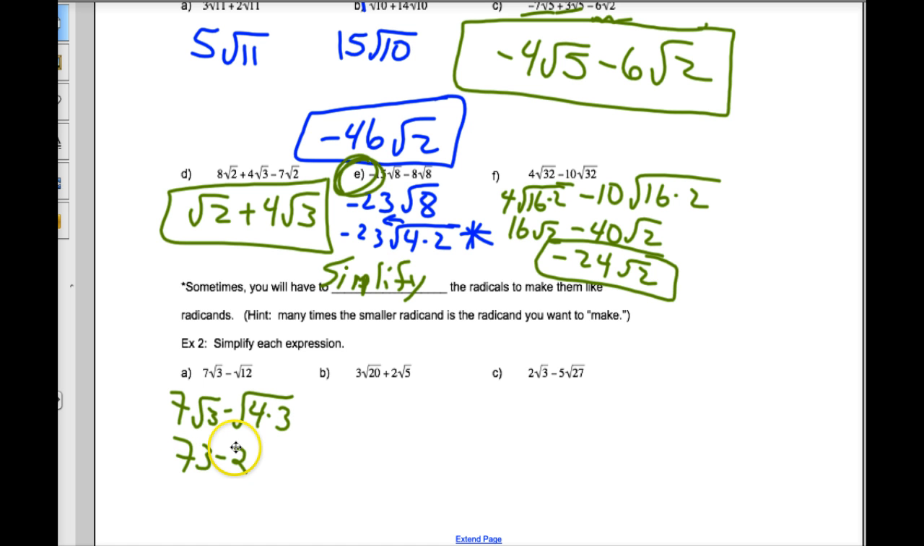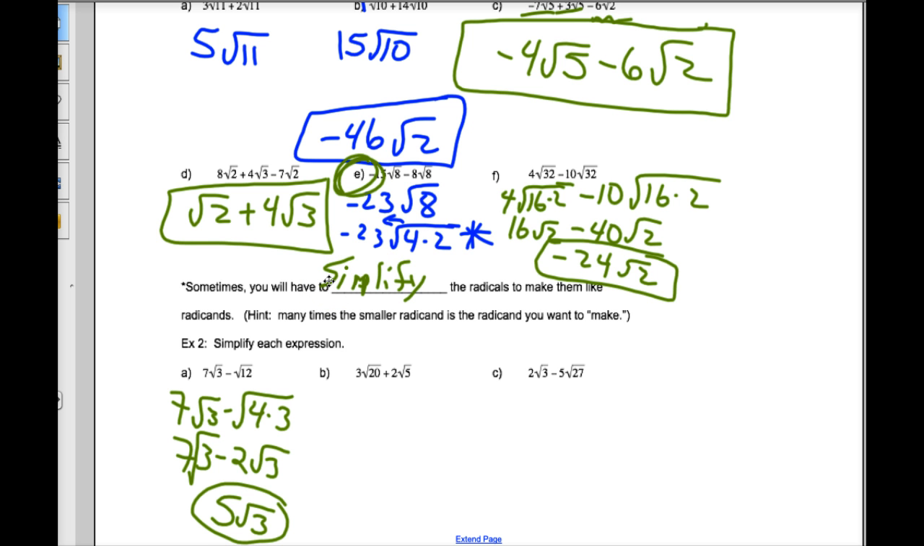Show work. How many people got 7 radical 3 minus 2 radical 3? Now subtract them. Final answer is 5 radical 3. Again, several steps to get there.